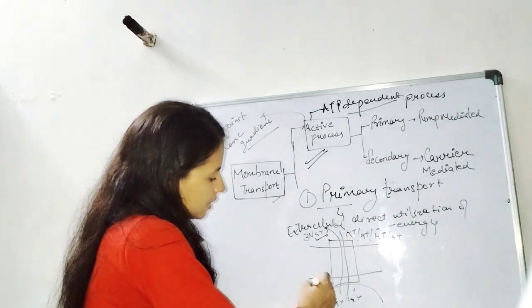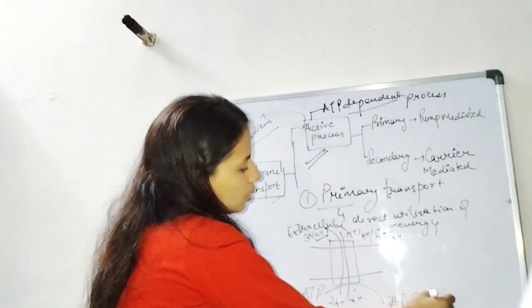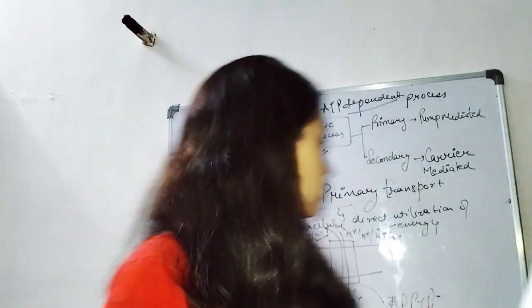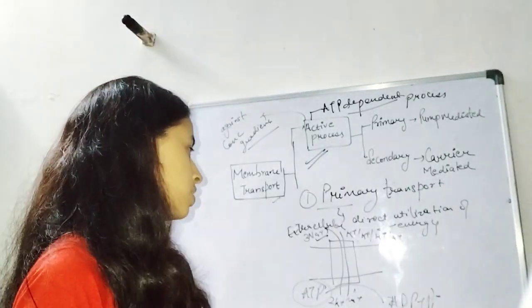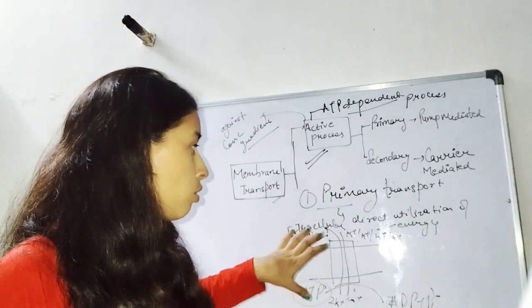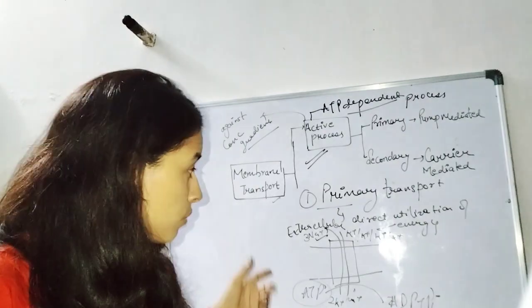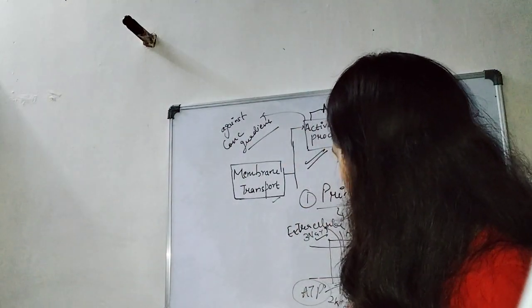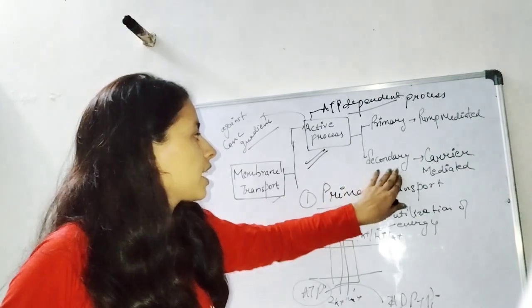ATP is directly utilized. ATP converts into ADP. So this process utilizes direct ATP or energy, so we call it a direct energy utilized process. It is the most famous example of primary active transport. The conclusion from this pump is that there is a decrease of sodium ions intracellularly and an increase of potassium ions intracellularly.